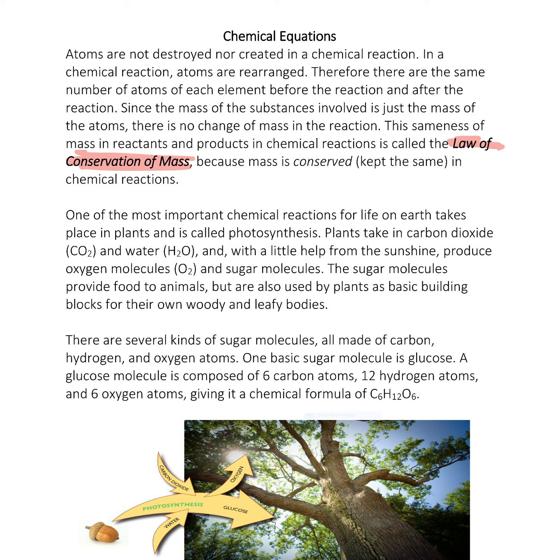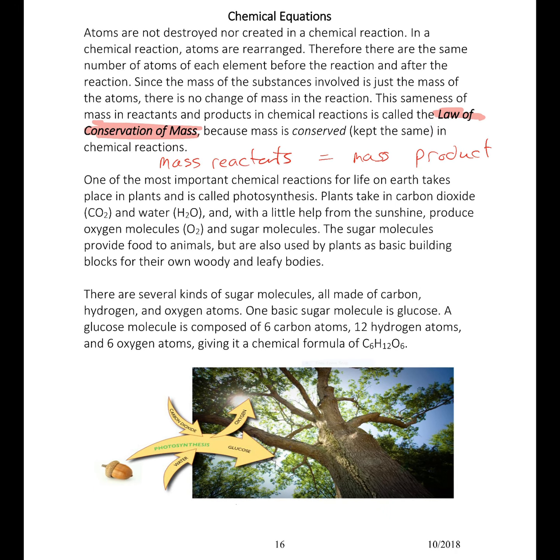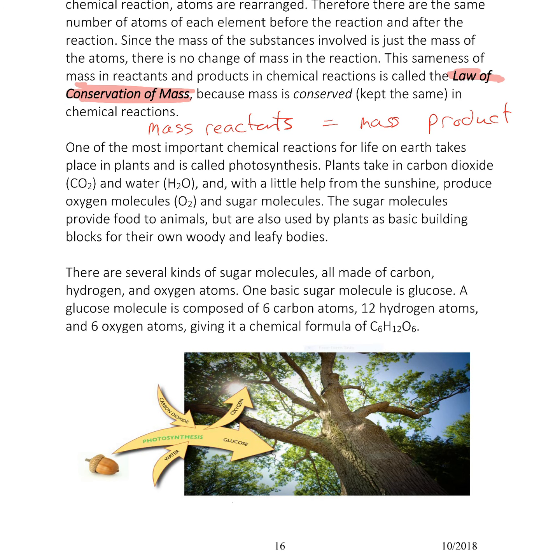So that means that the amount of particles going in must be equal to particles going out, or the mass of reactants must be equal to the mass of product. And this is how all aspects of our lives progress. So let's look at something simple like photosynthesis.